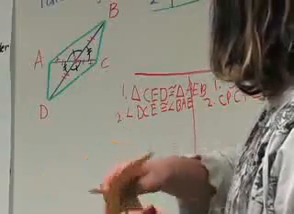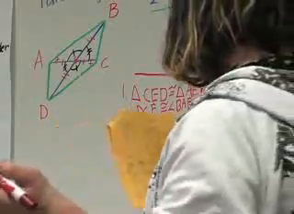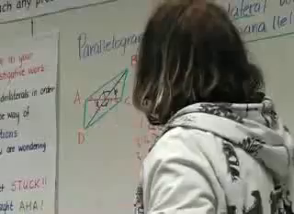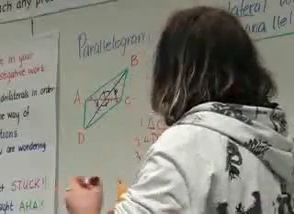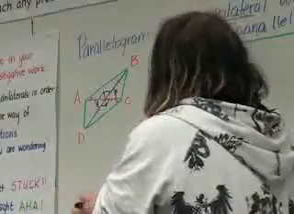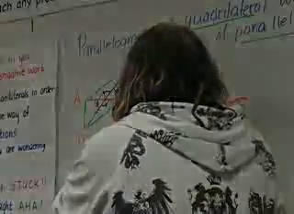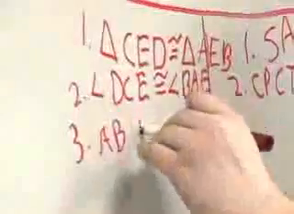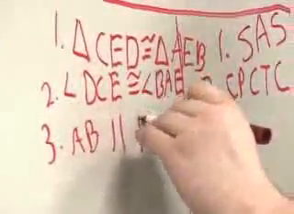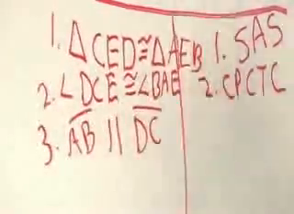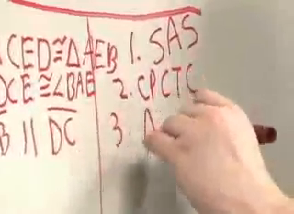And because of CPCTC, which I proved earlier, and then because these two are congruent, you know they are alternate interior angles if you use AC as a transversal for lines or segments, sides, whatever, AB and DC. So AB is parallel to DC because of alternate interior angles.